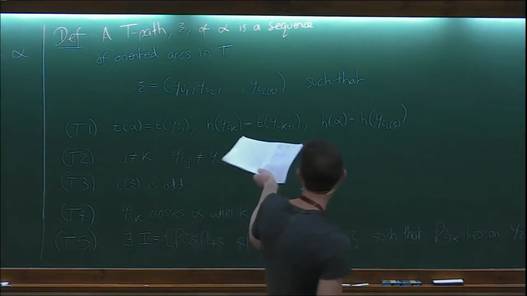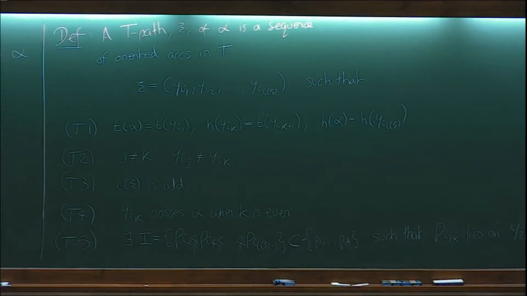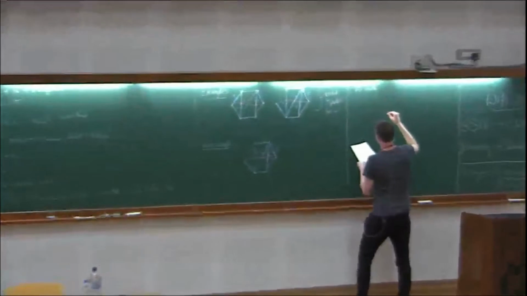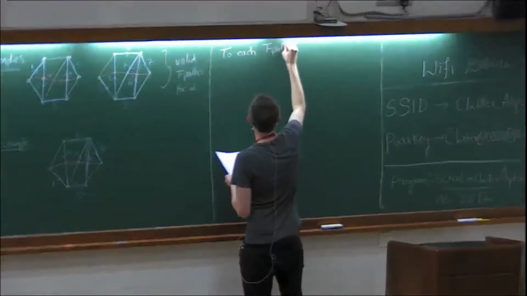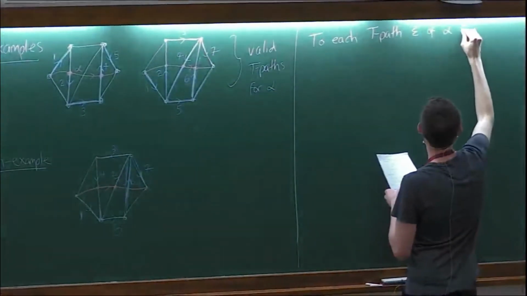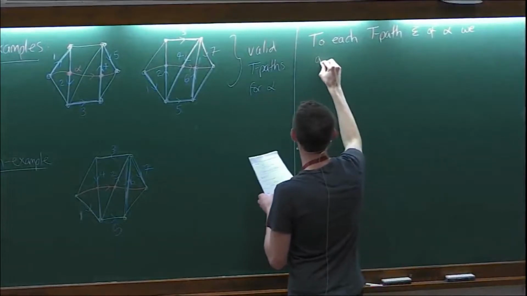Okay, so we have this notion of t-path, and of course the goal is to write this variable corresponding to alpha. And so from this t-path, we want to spit something out, some kind of Laurent monomial that is maybe not okay in our cluster algebra, but in our ambient field. So to each t-path zeta of alpha, we associate the following.